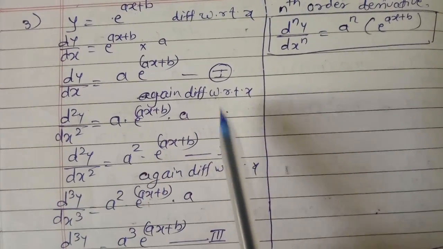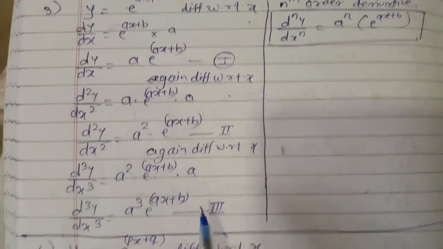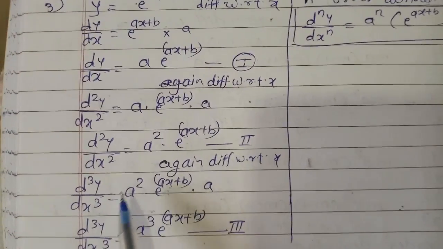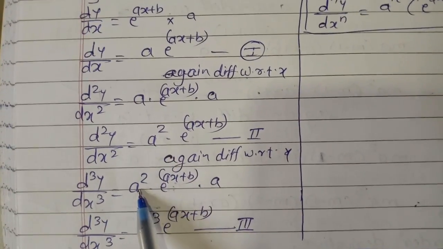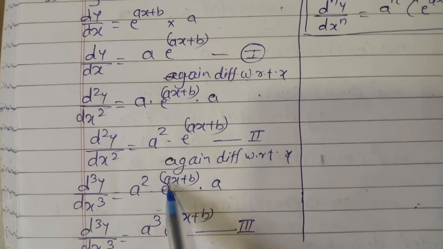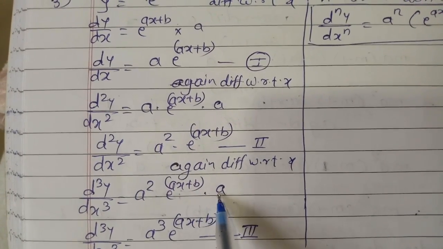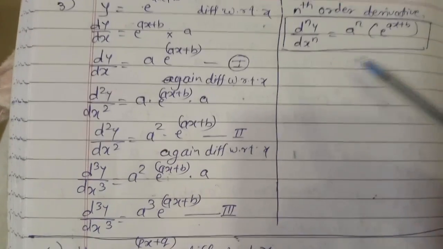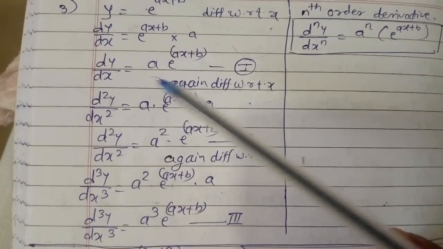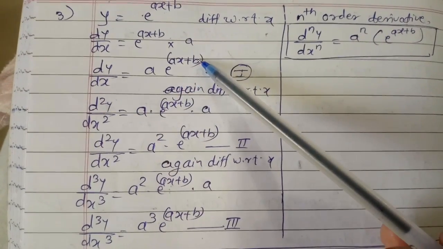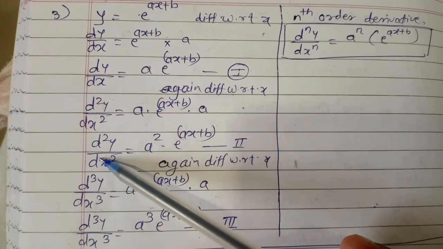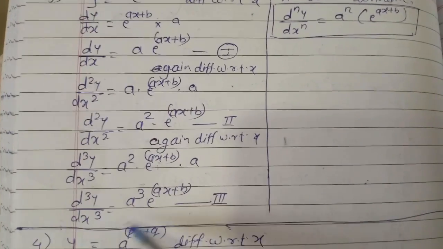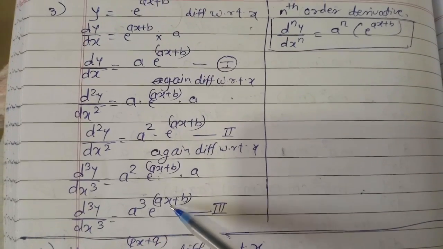Just we have to compare these two equations, and after that we are going to find out the equation number 3, that is again differentiating with respect to x. So this a square is constant, it is as it is, and the derivative of this one is e raised to ax plus b into derivative of this bracket, that is a. So totally we get here a cube into e raised to ax plus b. So just compare this equation number 1, 2 and 3. So in first order derivative we get a into e raised to ax plus b. In second order derivative we get here a square into e raised to ax plus b, and in the third order derivative we get a cube into e raised to ax plus b.